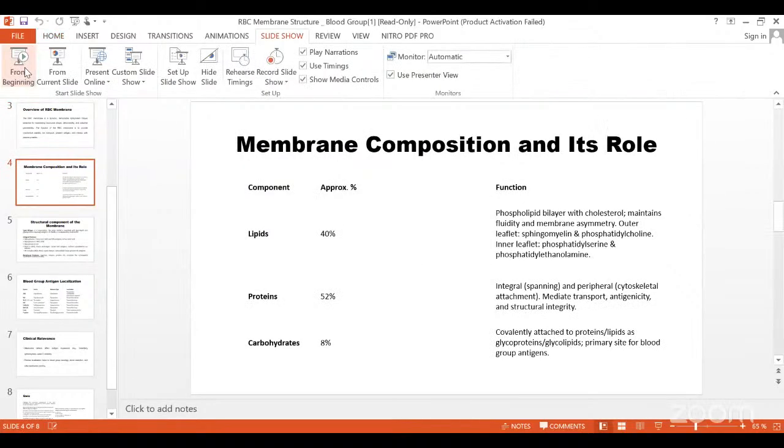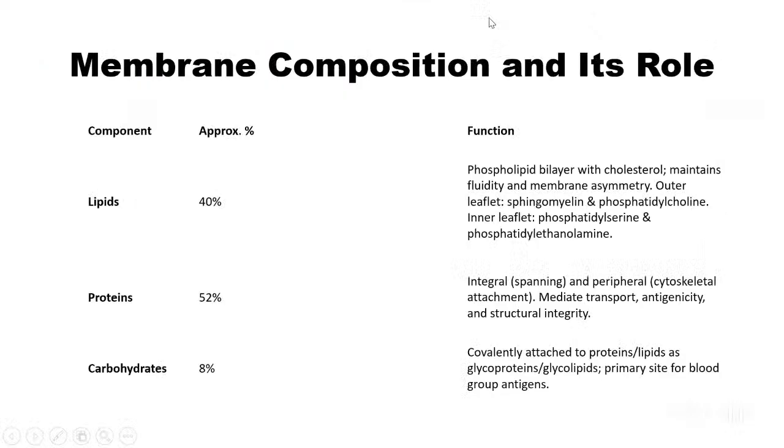So the membrane, I just tabulated it for ease because it's too wordy. Basically, the membrane is made up of lipid, proteins, and carbohydrates. The percentage of lipid is 40, that of protein is 42, and carbohydrate has the lowest concentration. Their function is as stated on the slide. Let's go to the next slide.